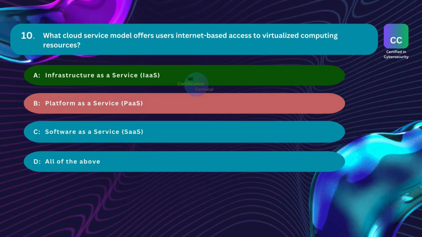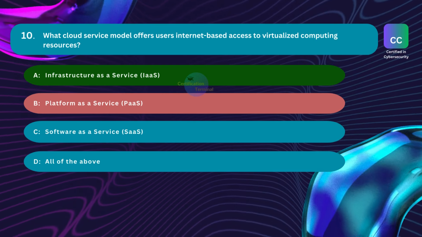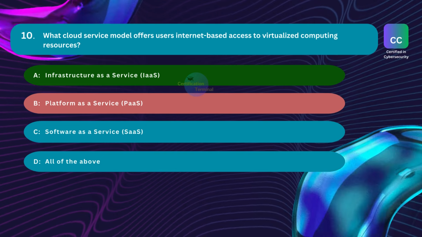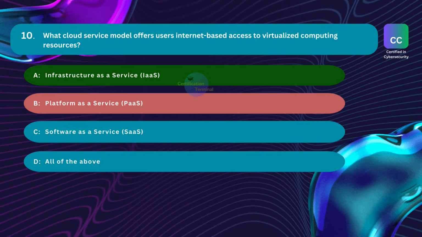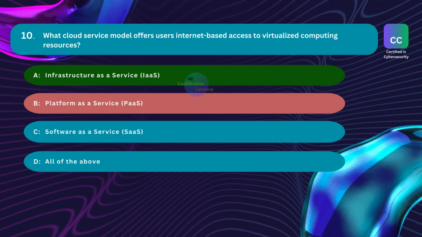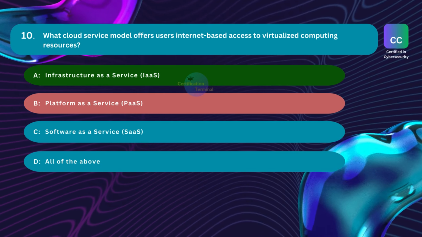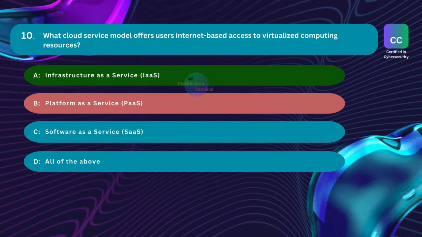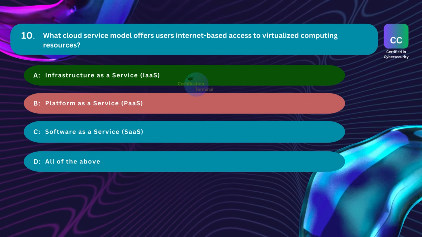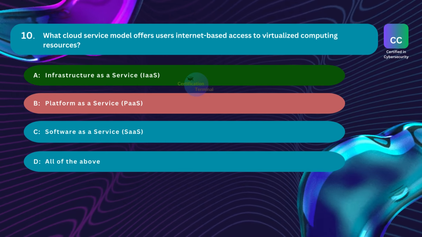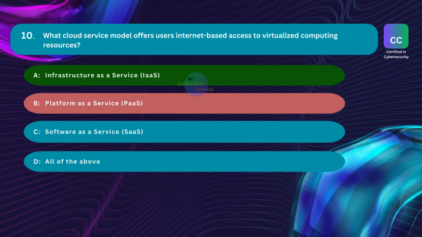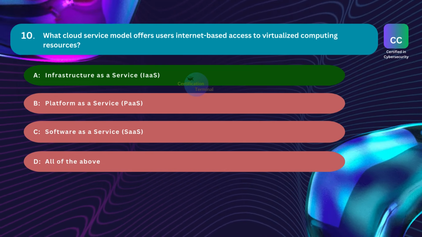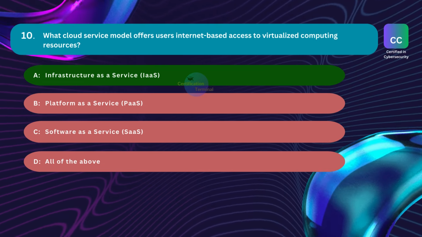Option B, Platform as a Service, is incorrect. Platform as a Service provides a platform that allows users to develop, run, and manage applications without dealing with the complexities of underlying infrastructure. While it offers a platform for application development, it does not directly offer users internet-based access to virtualized computing resources. Platform as a Service abstracts the infrastructure details, but does not grant direct control over virtualized resources.